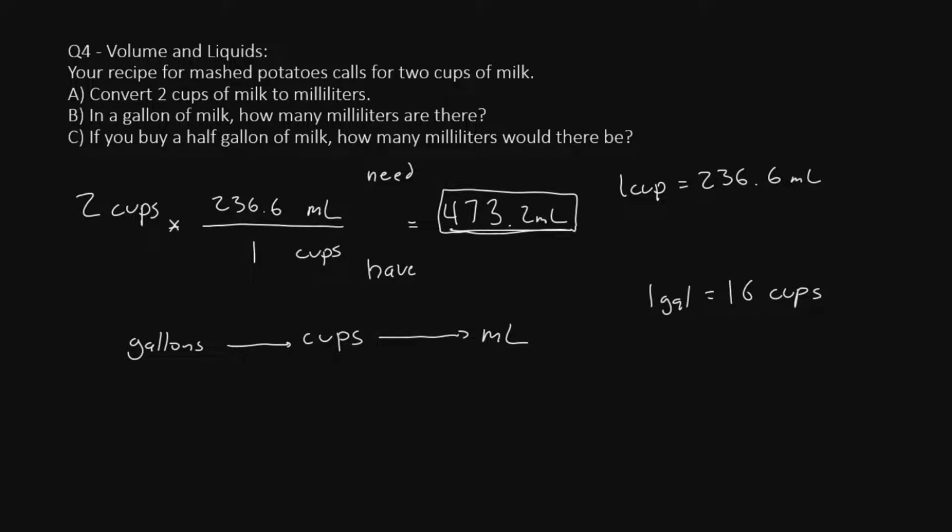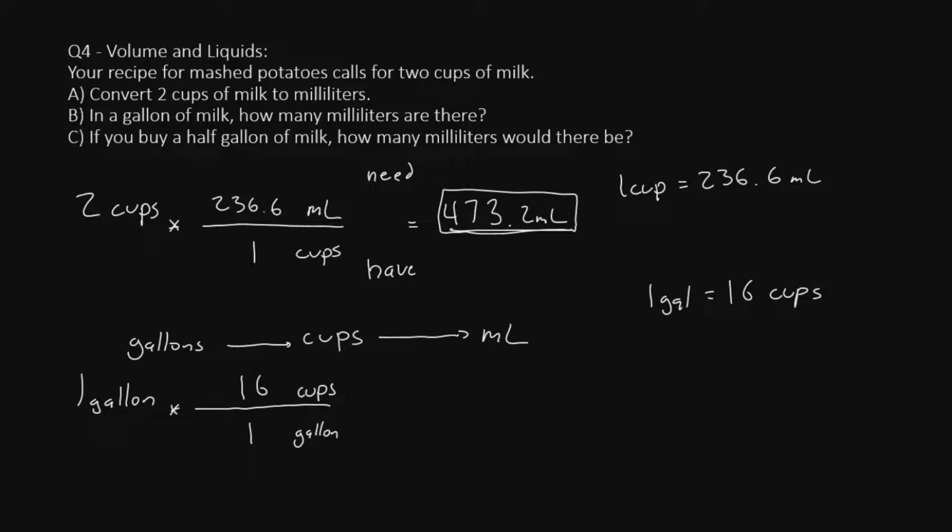Let's begin with our 1 gallon. Multiply it by a fraction to change gallons into cups. Since we need cups, we'll put it on the top. Since we already have gallons, we'll put it on the bottom. Now 1 gallon is the same as 16 cups, so we'll place 1 next to gallons and 16 next to cups.